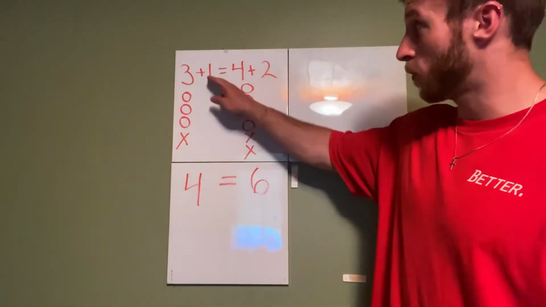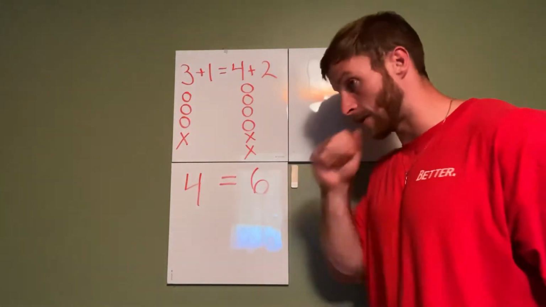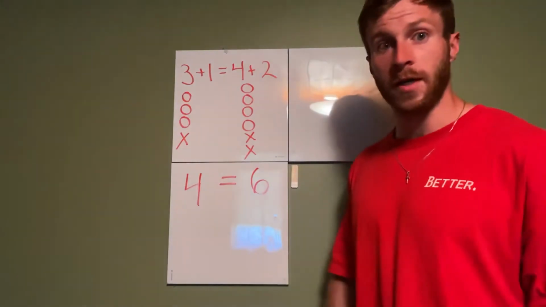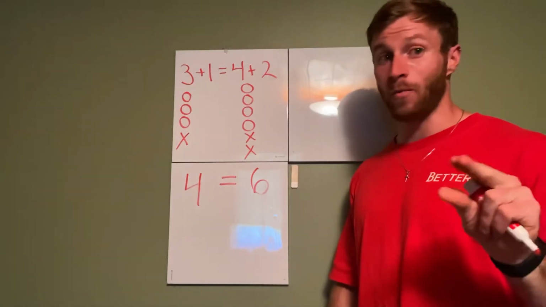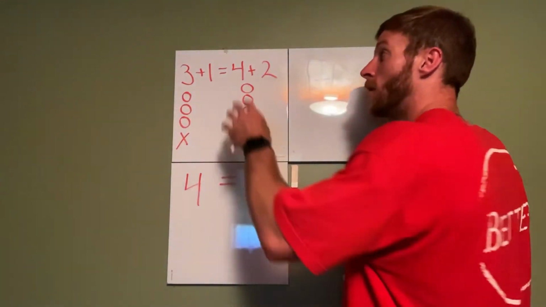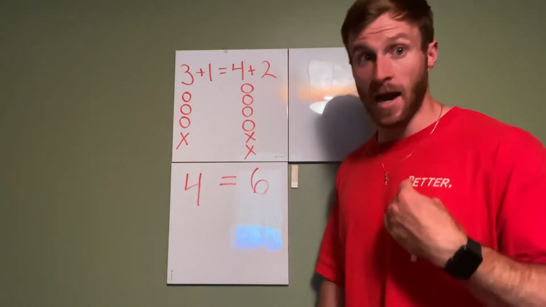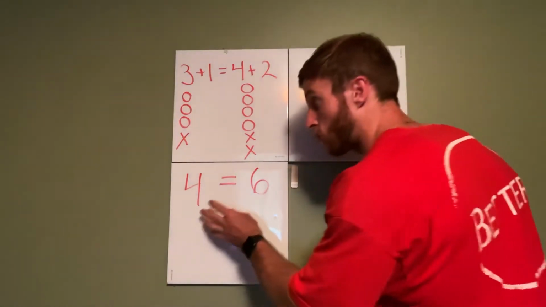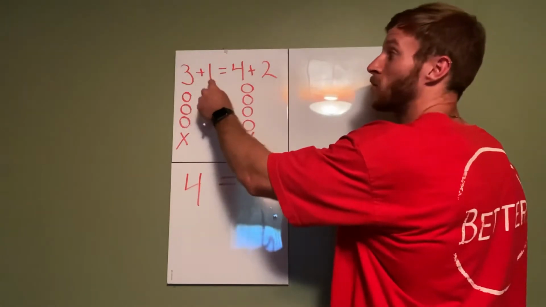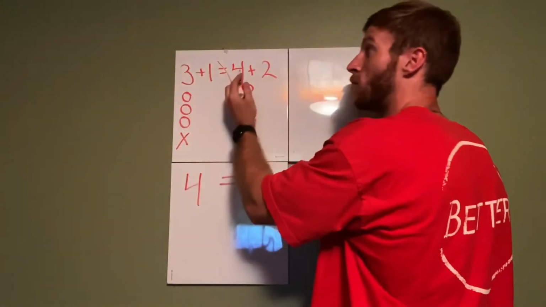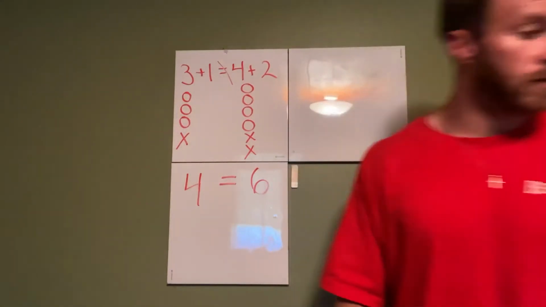So down here we have 3 plus 1 equals 4. 4 plus 2 equals 6. Does 4 equal 6? If you have 4 cookies and I have 6 cookies, do we have the same amount of cookies? No, we do not. So, do you think that this number sentence is true or false? I think it's false. Actually, I know it's false because we just proved that. 3 plus 1 equals 4. 4 plus 2 equals 6. So 3 plus 1 does not equal 4 plus 2. And we just solved that and realized that it's false.